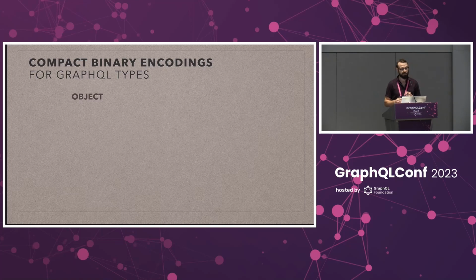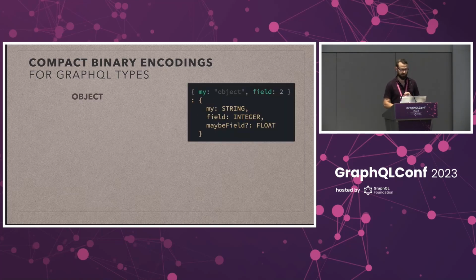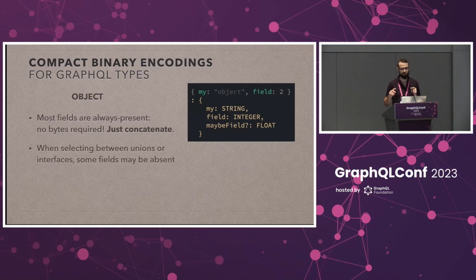All right, last one is object. We need to be able to represent objects, just like we saw before. Most of the time, fields in objects are always present, and we actually don't need to use any bytes to represent them. We can just concatenate the values of all their fields, and because we have that type descriptor from before, we can walk over it and know what value we're reading next. Now, there's one with a question mark there.